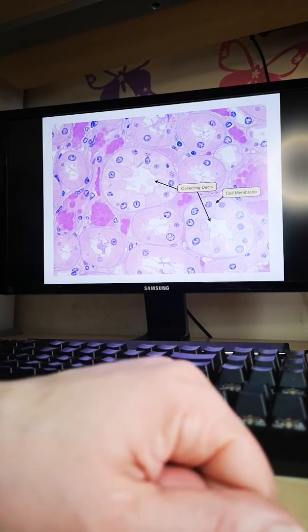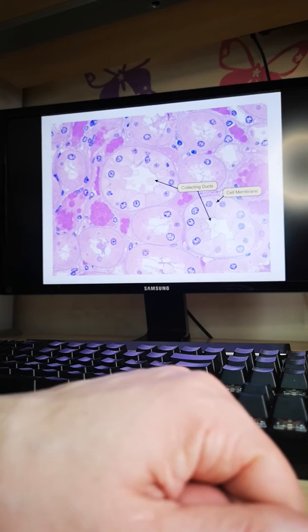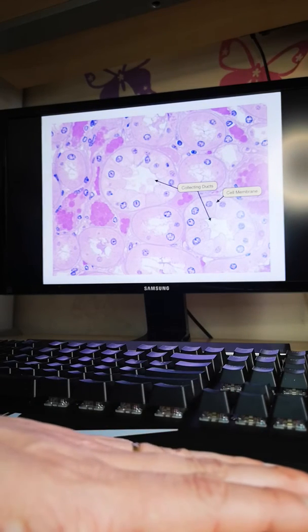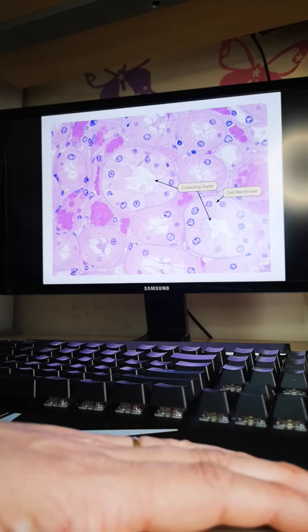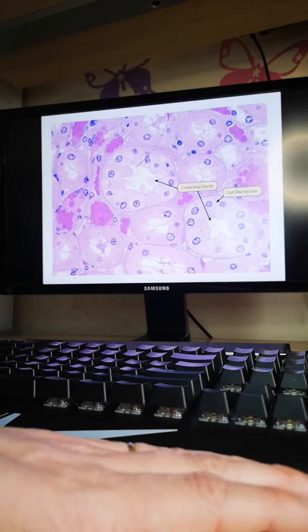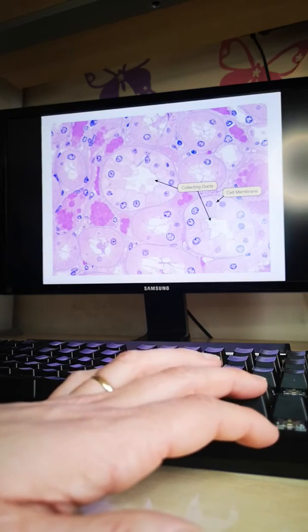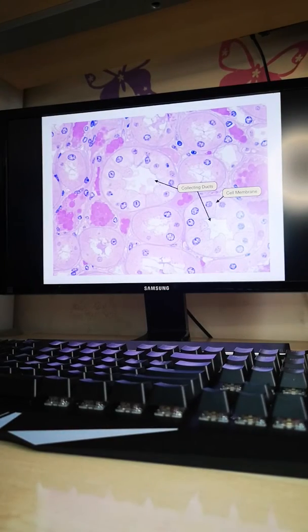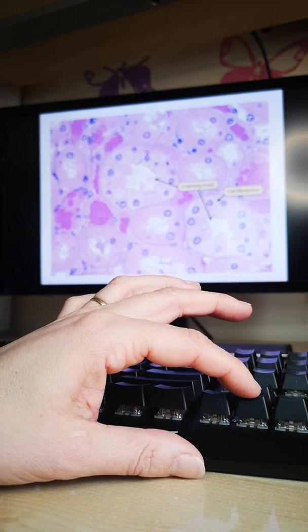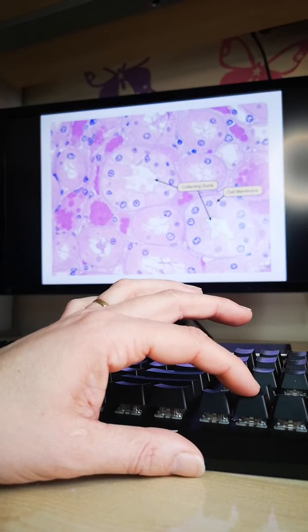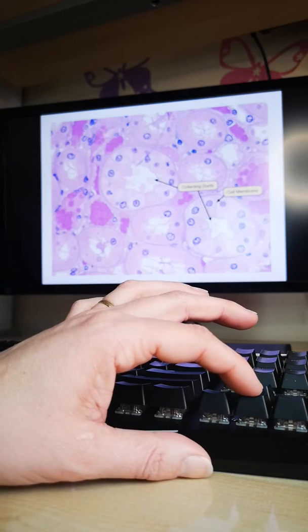Okay, so we're moving into the collecting ducts. Now there's a lot more exam-based questions on the collecting ducts. Here is where the main osmoregulation takes place. You can see that if we cut through the medulla, there are absolutely loads of collecting ducts. They collect together from many different nephrons, and then of course at the end of the collecting ducts, that's where the urine leaves the kidney.